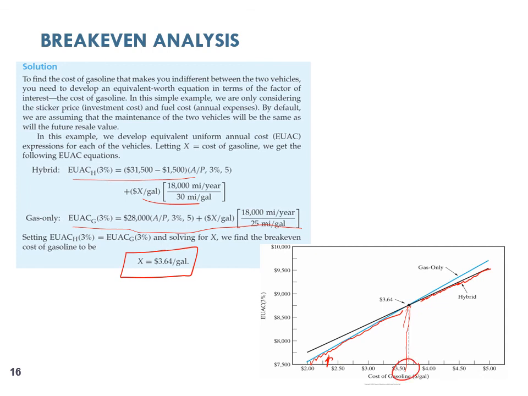Now the question is, what will be the gasoline price? What's your estimate for the gasoline price? Will it be less than this value or more than this value? If it is less than this value, you need to select the gas-only alternative. If it is more than this value, if your estimate for the future is more than this value, you can select the hybrid alternative. Okay, this is the idea of break-even point.